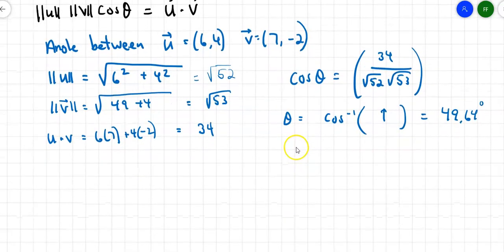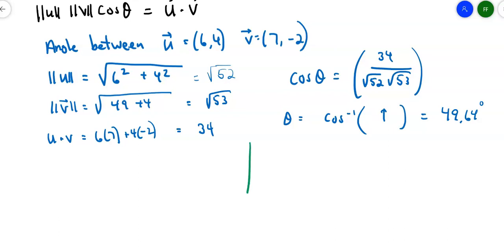Well, let's see. The vector 6, 4 goes 6 to the right and 4 up. So maybe that's vector u. Vector v goes 7 to the right and 2 down. A 49-degree angle is a reasonable angle between those two vectors. And you notice that it doesn't matter that it crossed the x-axis partway between. That wasn't one of the things we were worried about.